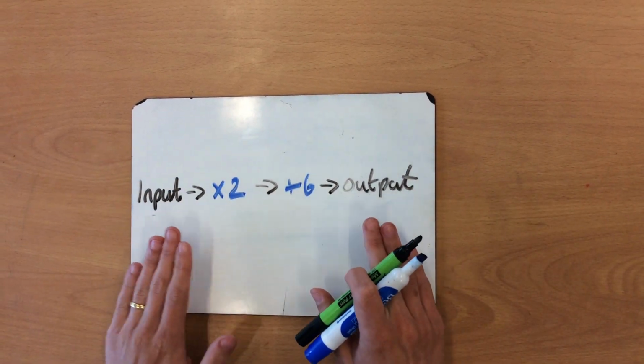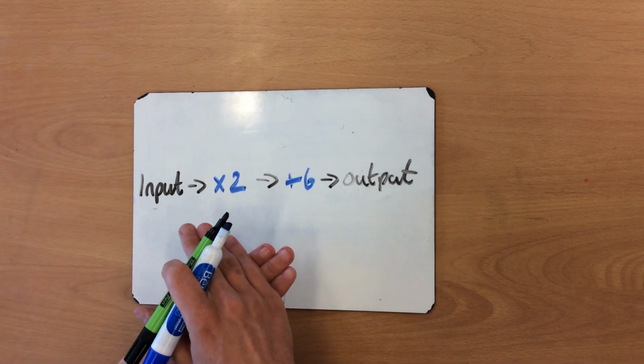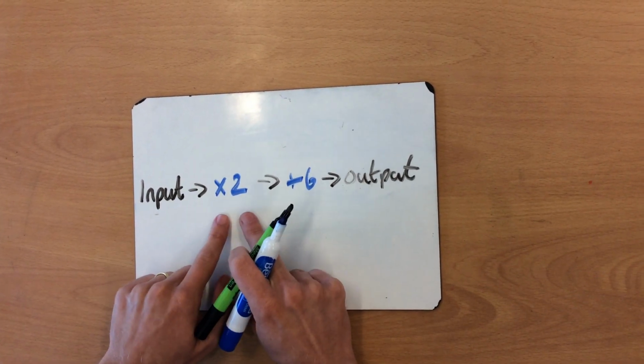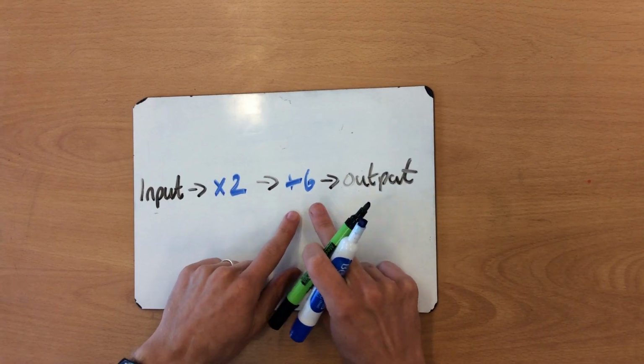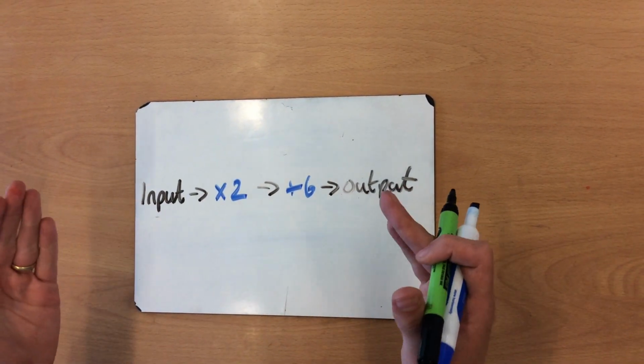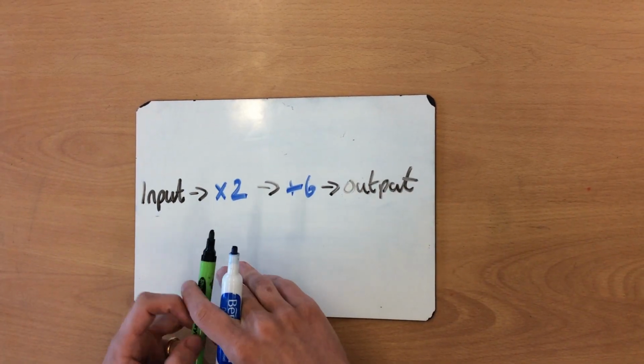Now for today's how-to guide, we're going to be looking at how to use algebraic rules. As a quick reminder from a previous video, we're going to have a look at this function machine. I have an input, it's multiplied by 2, we then add 6, and I get an output. So here's my function machine, but what is the rule? Let's see if we can discover this.